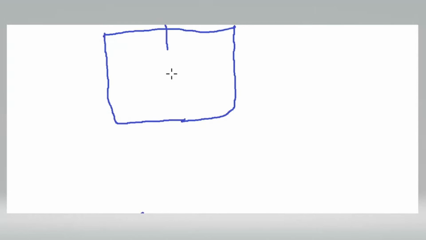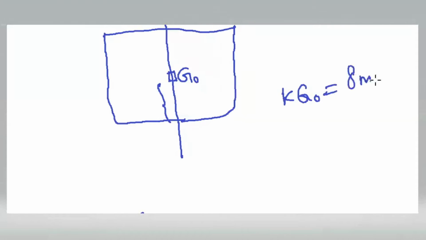Now there is a ship, and it has a KG, G0. This is the center of gravity of the ship. It has a lot of weights in it, and because of all those weights, it has a center of gravity at this point, G0. And it is at a height of KG equal to 8 meters. Then they are saying you take 9108 tons and place them, and there are two spaces.